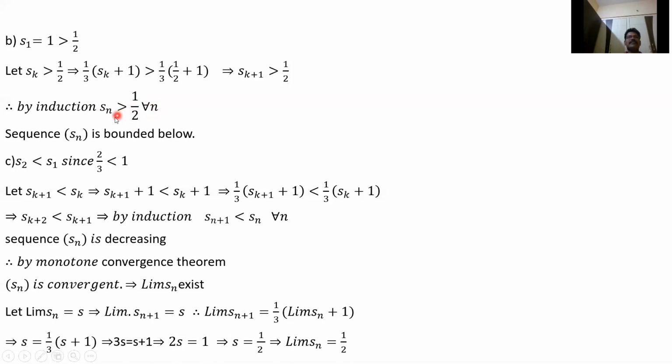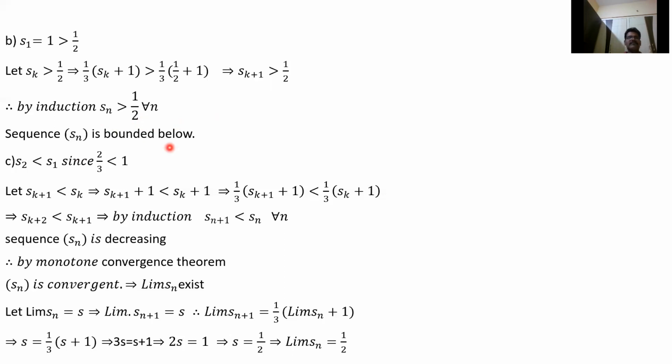This is like Sn greater than some k1, with k1 less than S1, that is, Sn is bounded below. Sn is bounded below by 1 by 2. So every term in this sequence is greater than 1 by 2. That is, it is bounded below. And we also call this 1 by 2 a lower bound. This is like k1 less than Sn, so it is bounded below.